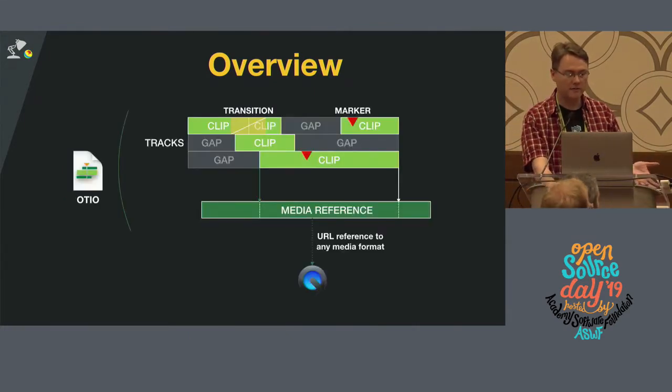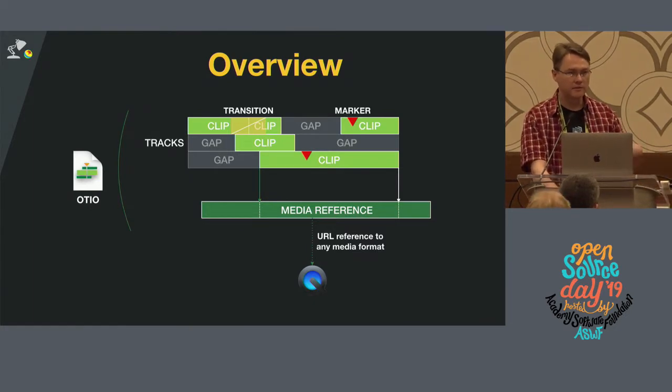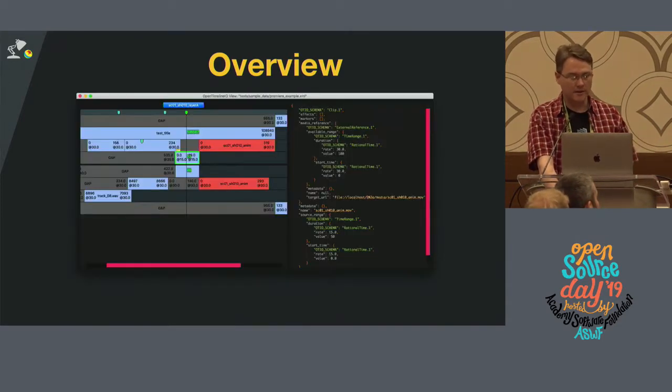The data model itself is about tracks and clips and cross dissolves and markers, the usual video editing concepts. And importantly, there are media references, so we point out to where media is, external to the OTIO. We don't bundle the pixels or the audio in the file, so it's very similar to EDL or Final Cut XML in that respect.